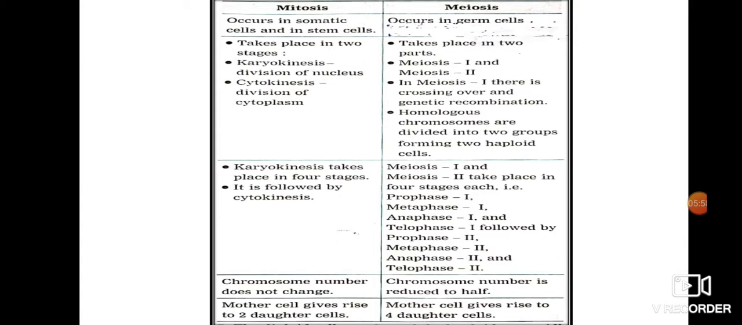Okay, so it retains the number of chromosomes. Whereas in meiosis, when say a diploid chromosome gets divided into n and n, the number of chromosomes is reduced to half. And the last point mentioned over here is the mother cell gives rise to 2 daughter cells. In meiosis, the mother cell gives rise to 4 daughter cells. This is a very important part which we will be doing at the end.